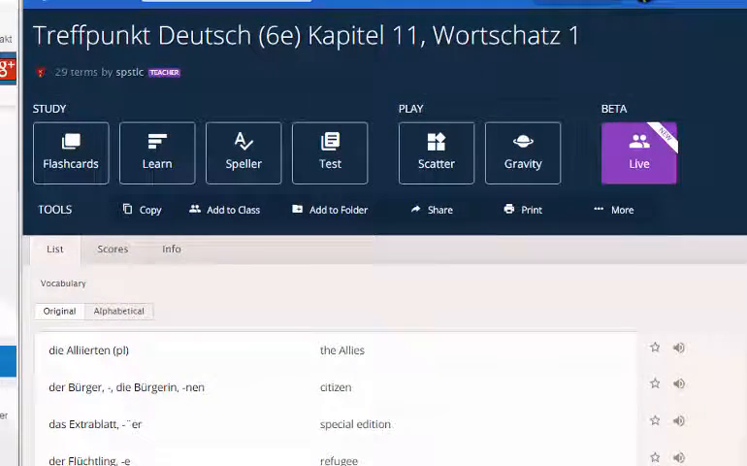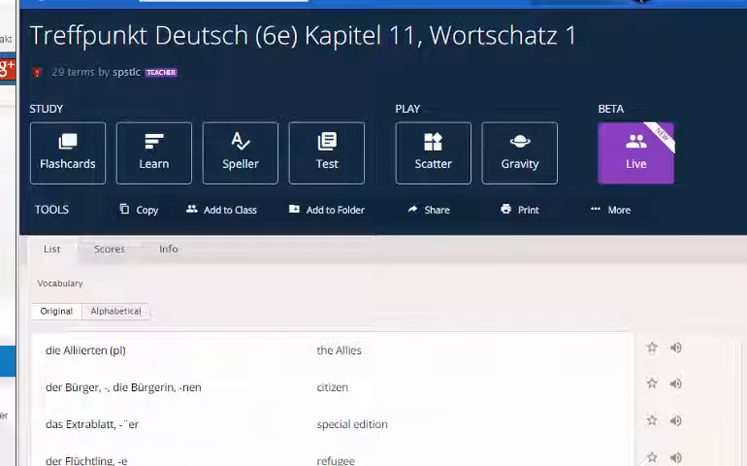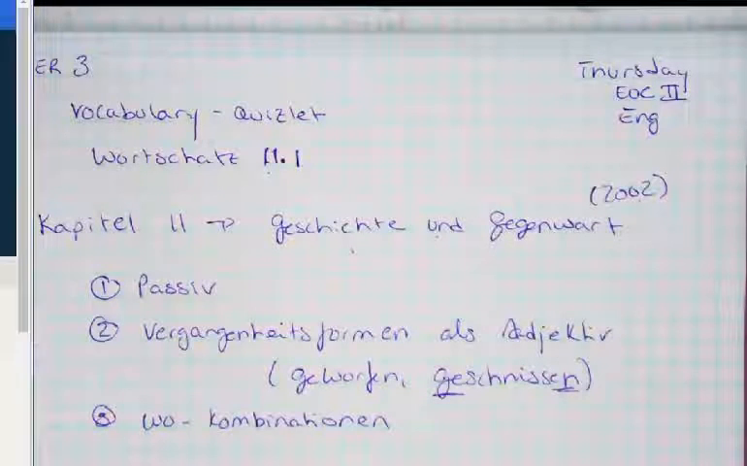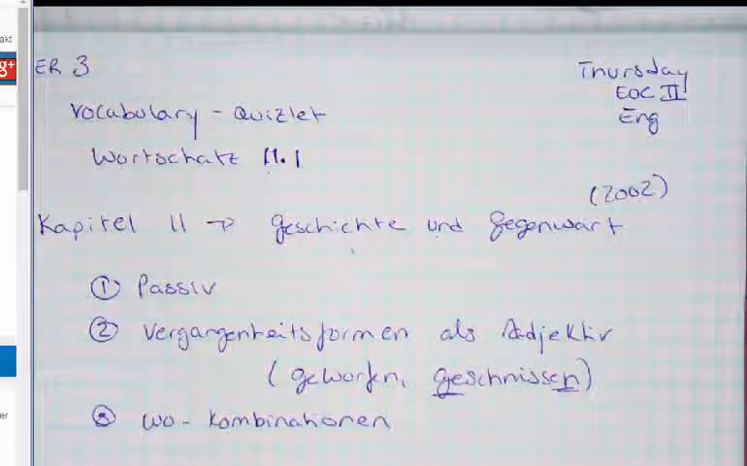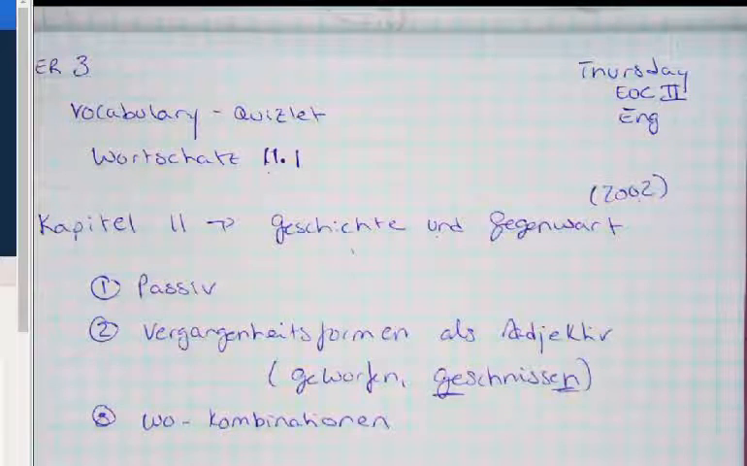And it has a lot of historical terms like Alliierten, the Allies, Bürger, citizen. All those words are important in this chapter because it deals a lot with German history.